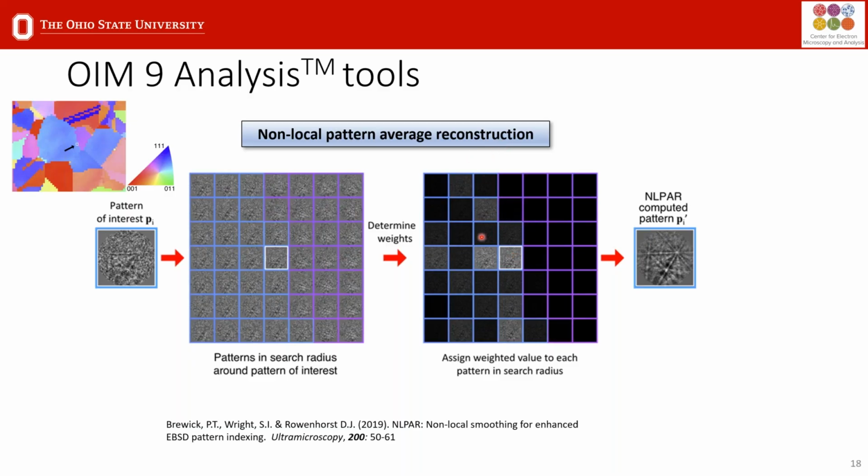Instead of just averaging these pixels equally, if you look at, for example, this pixel right on the grain boundary, it will weight the average according to the similarity. So only those patterns or orientations that are very similar to the pixel of interest will be weighted favorably, and will contribute more towards the average. Those pixels from the adjacent grain, which are not very similar, won't contribute towards this average. And this really helps to increase the signal to noise, but also preserve the spatial resolution.